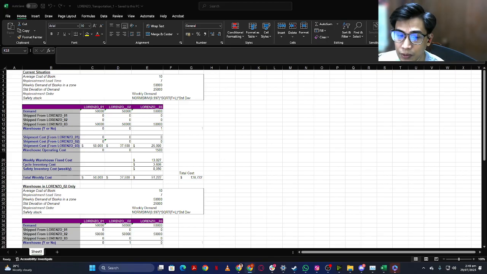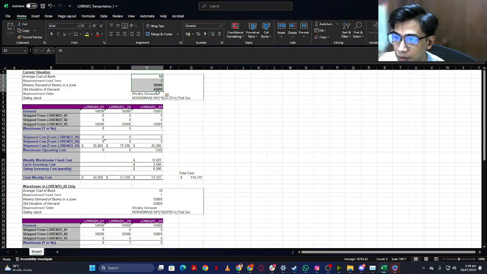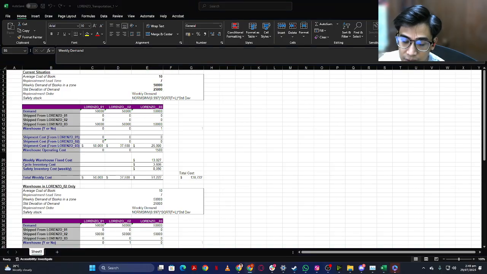In this scenario, the cost of books is 10, and the replenishment lead time is 7 days. Then there's a weekly demand per zone of 50,000 books with a standard deviation of 25,000, as you can see here. The replenishment orders are made weekly, matching the demand. The safety stock is calculated using a standard formula, which can be seen in the Excel sheet provided. All right, so let's go with scenario one.